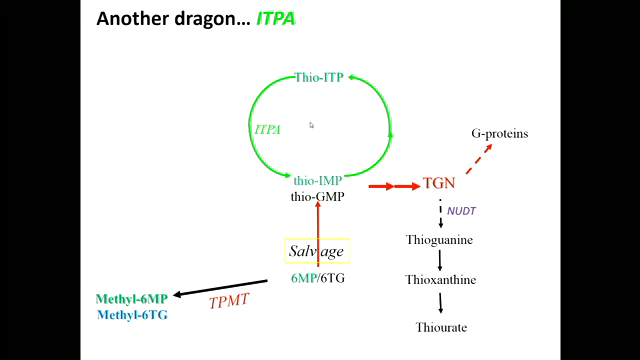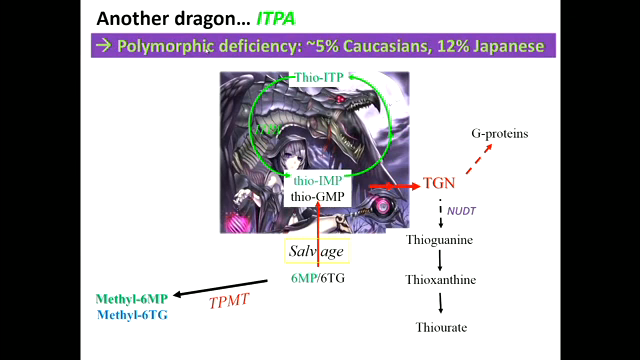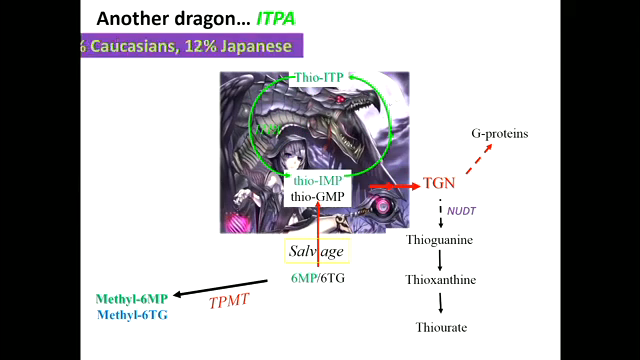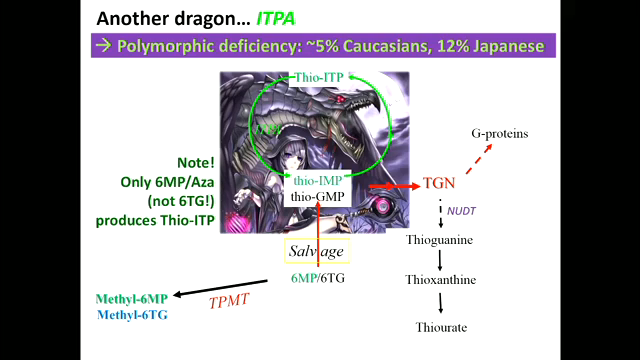It just goes around and around, and why do cells do this? Nobody knows. The answer is cells do weird things. But there's a polymorphic deficiency in 5% of Caucasians and 12% of Japanese, we don't know in Koreans or Chinese at the moment, of ITPA. And if you have that, then you build up this weird thing here called thio-ITP. The other point to this is you notice it's only mercaptopurine and not thioguanine that's affected by this.